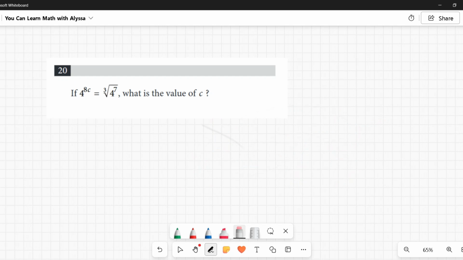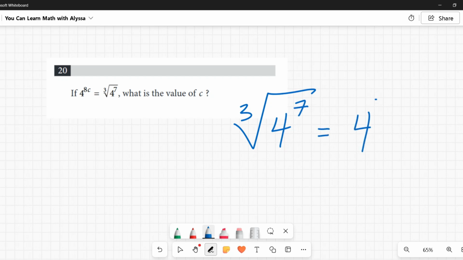Well, here, because I have this variable in the first one, but I have solid numbers in the root, I'm going to take that root and convert it into an exponent. So the third root of 4 to the power of 7, if I flip that back, my root goes on the bottom, and then the power goes on top. So the third root of 4 to the power of 7 is the same as 4 to the power of 7/3.